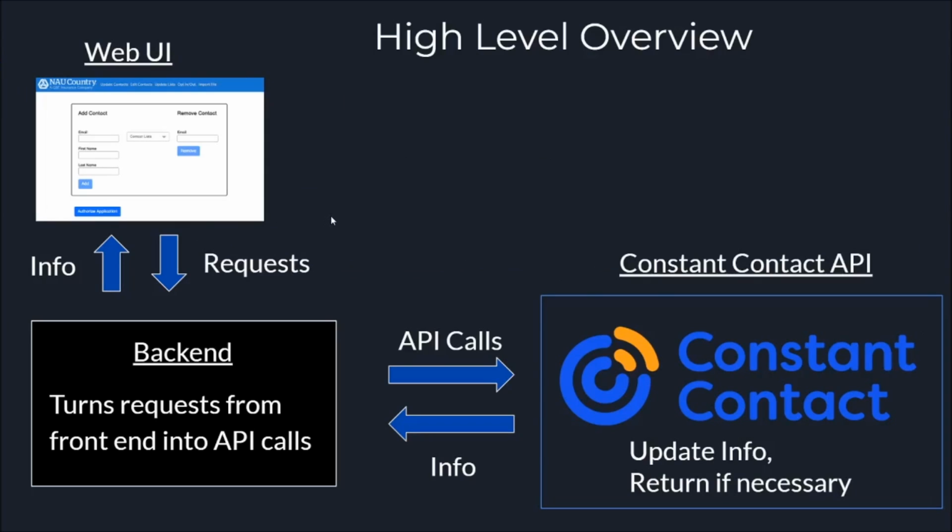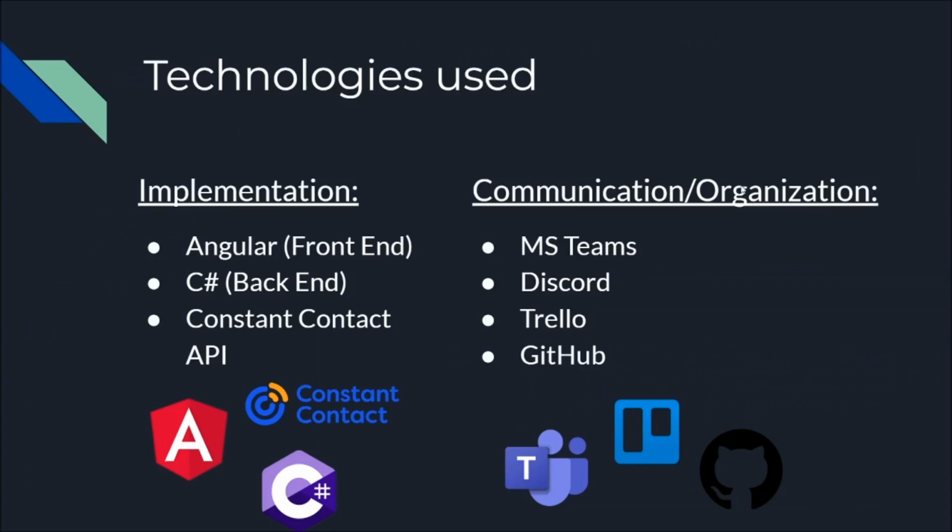First, we have our web UI. This will send requests to edit or change contact lists or contacts to our backend. Our backend will form API calls, and then these API calls will communicate with Constant Contact API in order to update contacts and contact list information.